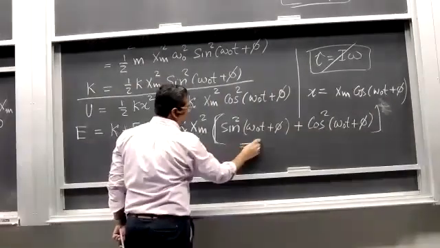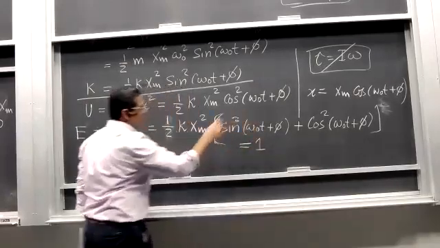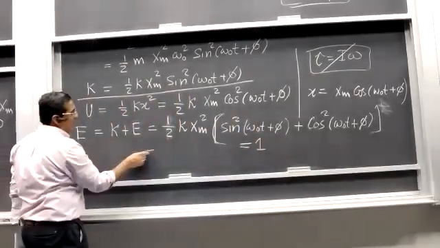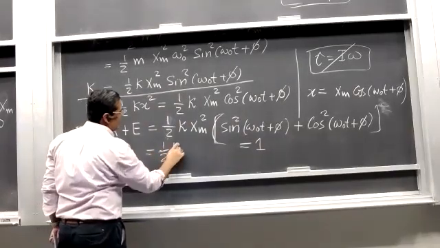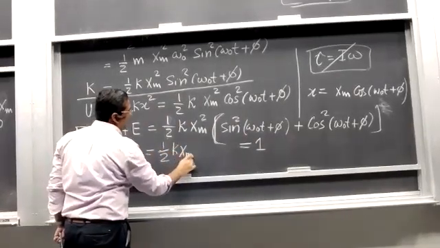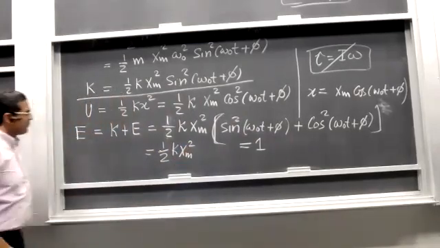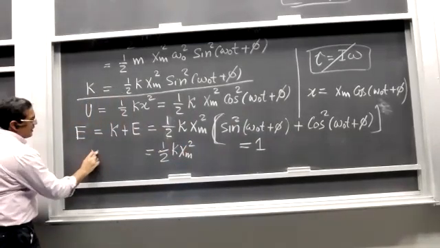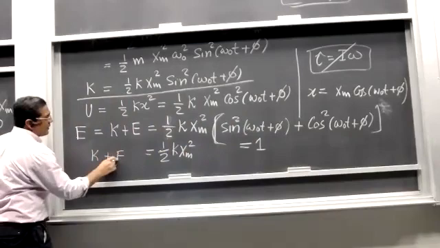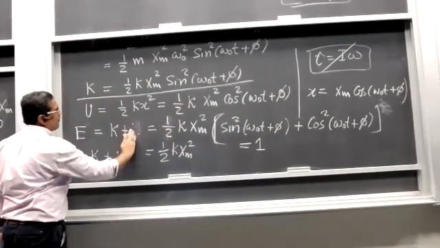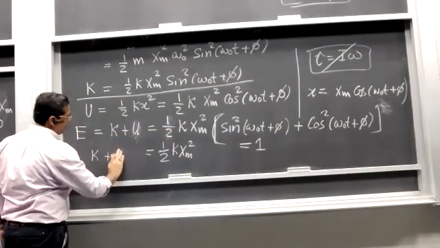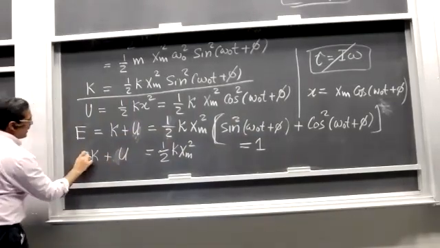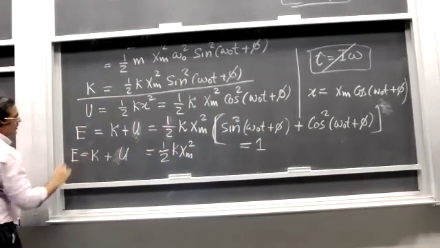Yes, that's what I was going to do. So this whole thing is 1, and then we get half k x_m squared. That is the K plus U, and that is E, the total energy.